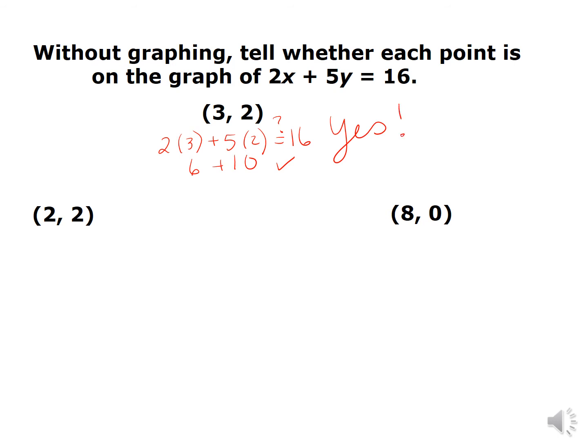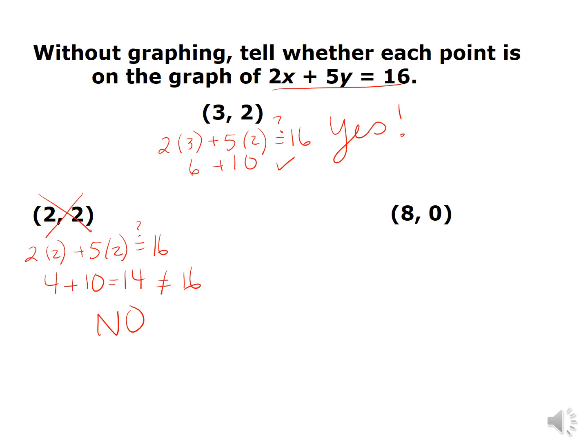Okay, then I'm going to plug in this one. 2 times 2 plus 5 times 2, does that equal 16? Well, that's 4 plus 10 equals 14, which does not equal 16, so no, that is not a point on this graph. So plug in the next one.